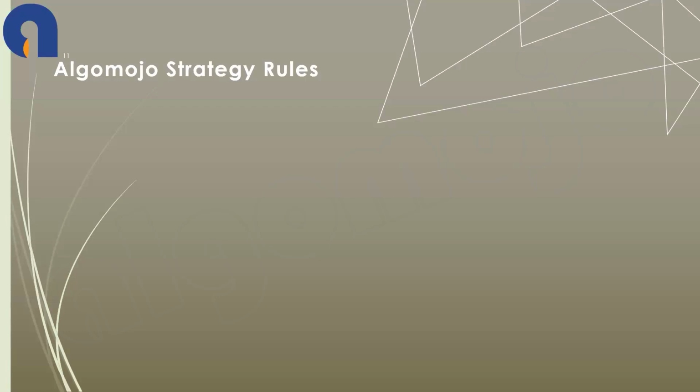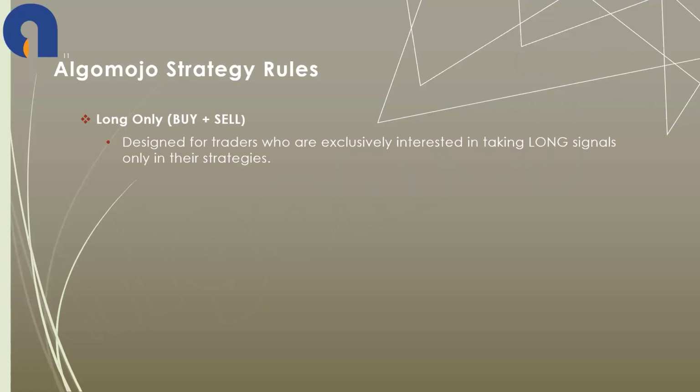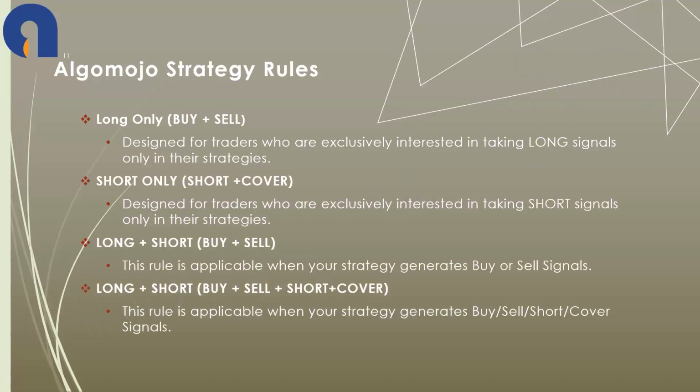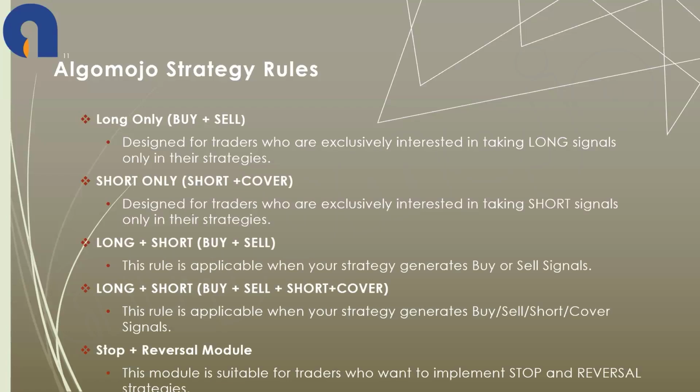Now, I was mentioning a couple of strategy rules that are defined in our platform. This has been done after extensive study of various strategies and requirements the clients would have. So these are defined in terms of long only, short only, or long plus short, and long plus short plus buy plus sell plus short and cover, and stop and reversal. We will briefly go through these when we do the automation process.